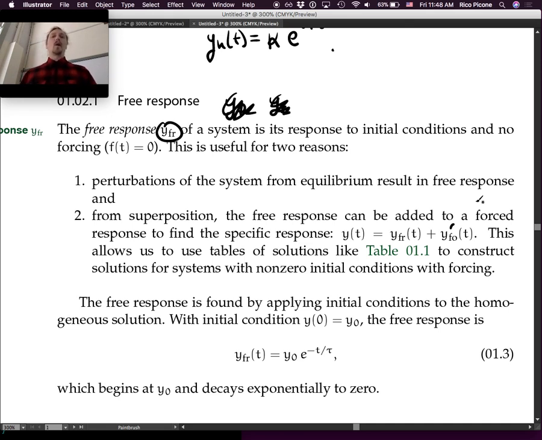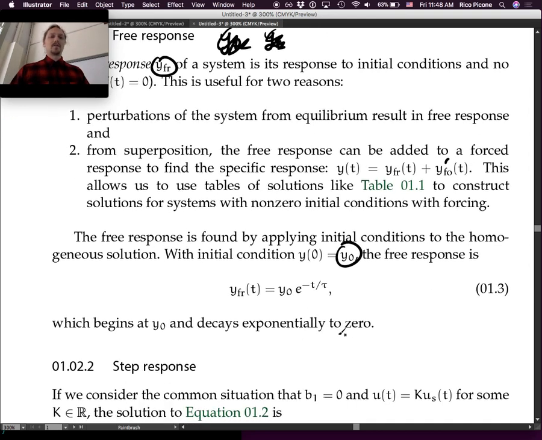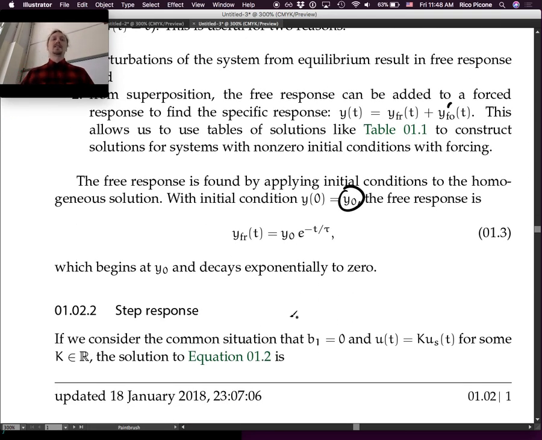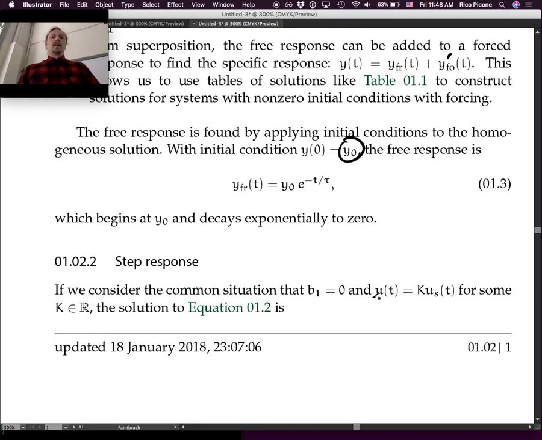With initial condition y(0) equal y0, so this is just like some constant, like 7, the free response is y0 e^(-t/tau). We can tell this matches the initial condition. If we plug in time equals 0, it's e to the 0, which is 1. y(0) equals y0, which is our initial condition, so it's correct. So what this does is it starts out at y0 and it decays exponentially to 0. So if you perturb a first order system from equilibrium, it will decay back to its equilibrium value, its 0 value. Okay, that's the free response.